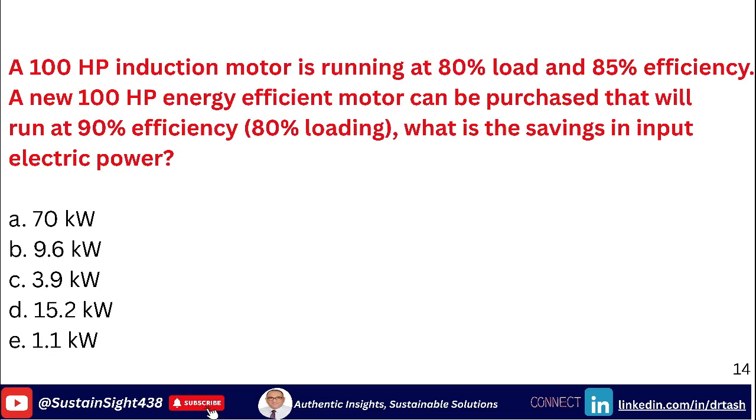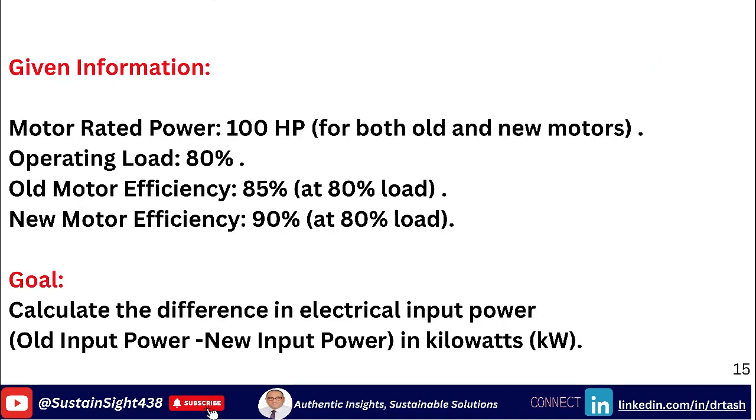Now, second problem, let's look at another practical example, this time focusing on the impact of efficiency on energy consumption. We have a scenario where an old 100 HP motor is being considered for replacement with a new, more energy-efficient 100 HP motor. Both motors are doing the same job, running at 80% load. The old motor has 85% efficiency at this load, and the new one has 90% efficiency at the same load. Our goal is to calculate how much electrical input power is saved by switching to the new motor. The key here is that both motors are performing the exact same mechanical work, driving the same load at the same speed, assuming negligible slip difference.